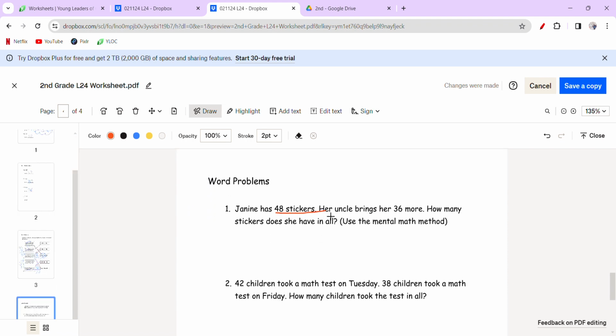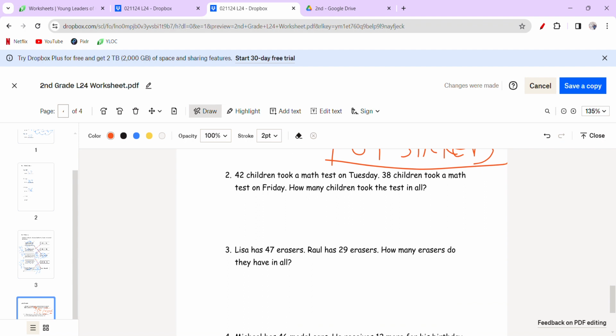Jasmine has 48 stickers. Her uncle brings her 36 more. How many stickers does she have in all? So use the mental math method. They want us to solve it mentally. So we have 48, 36. So you will look at the 4 and the 3, which is 40 plus 30, which is 70. And 8 plus 6, which is 14. So 70 plus 14 would be 84. So you would have 84 stickers in total.